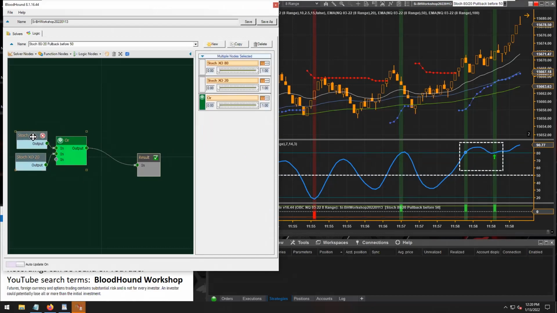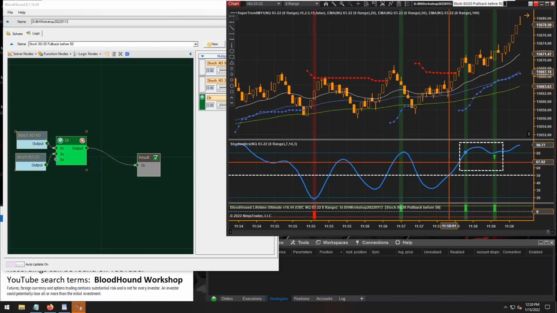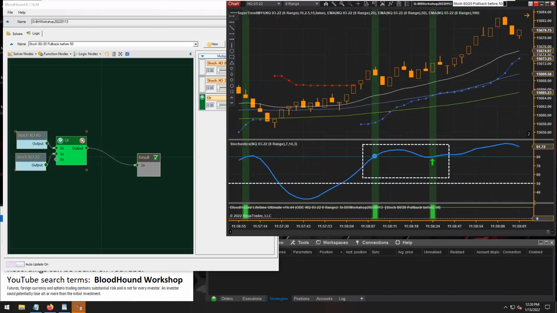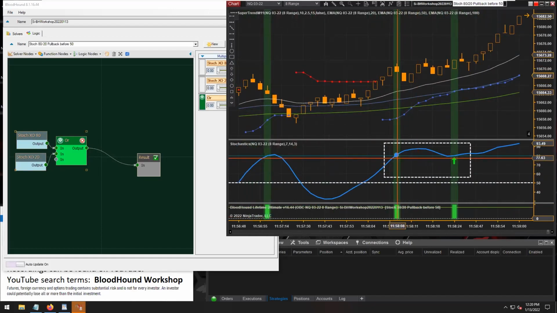All right. Now, the next thing is we need to get this crossover extended forward all the way to the end of this pullback. Okay, so let's put a pin in that, and we'll get back to that in a minute.